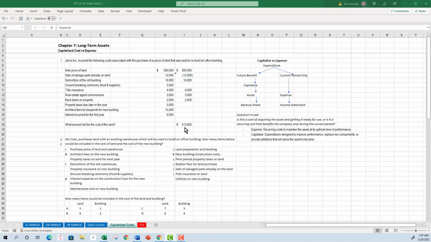Things like groundbreaking ceremonies, property taxes due later this year for the current year, those are expenses. Architect fees for blueprints of the new building would be a cost of the new building. Interest incurred for the first year would either be an expense, or if we're constructing a new building and it's interest on borrowed money, we capitalize it, but we capitalize it to the building itself. So the land acquisition cost would be $313,000.